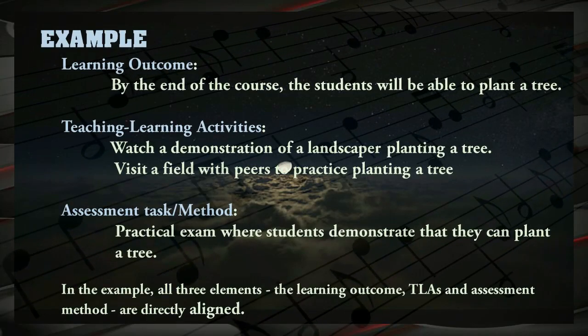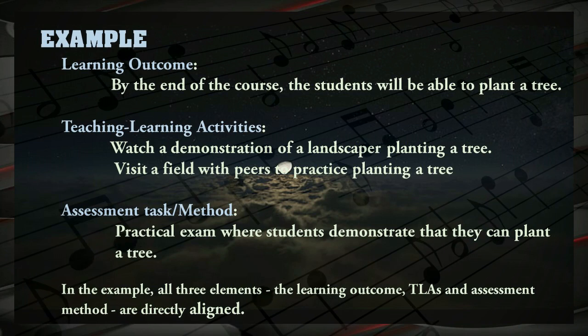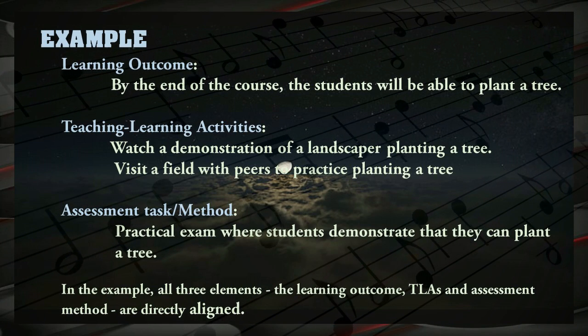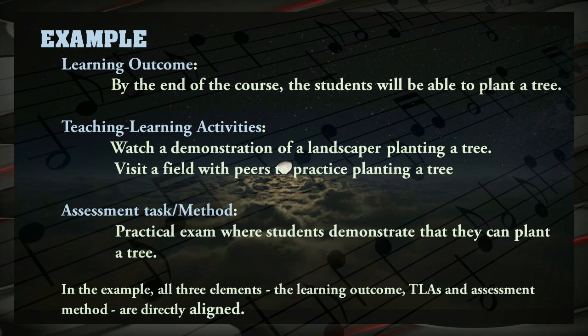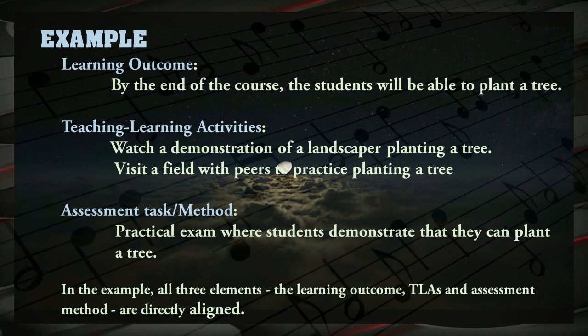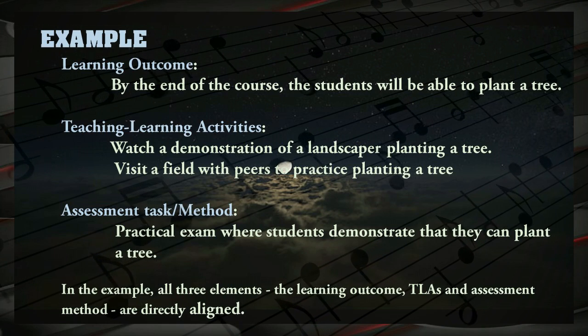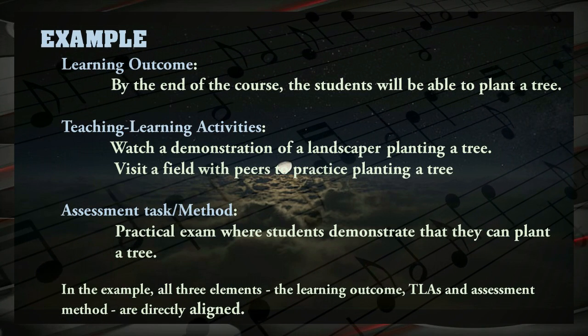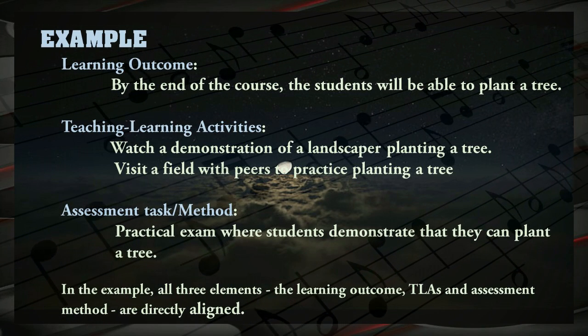We have here an example of constructive alignment. It is composed of learning outcome, teaching learning activity, assessment task, or method. Example of learning outcome. By the end of the course, the students will be able to plant a tree.